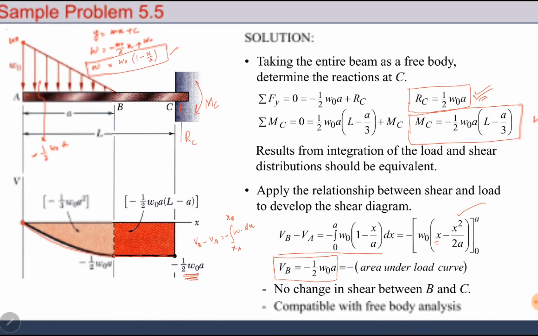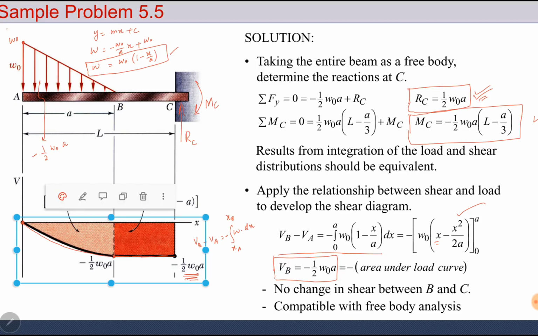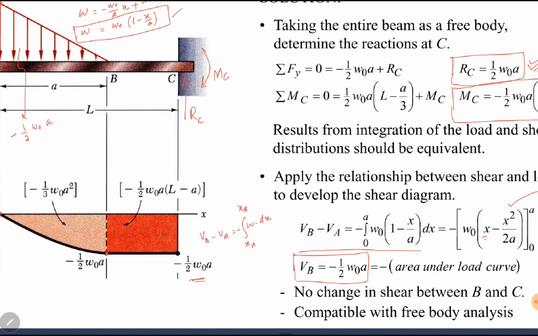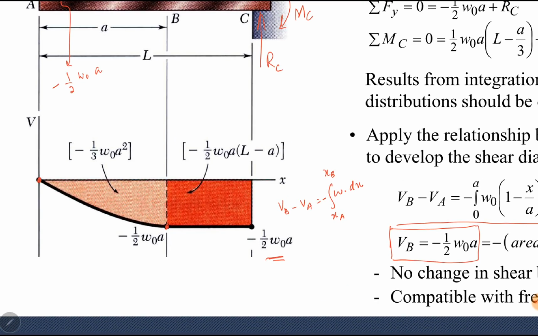Okay. Now to draw the bending moment diagram, we either need to know the area under the shear force curve or we have to integrate it. So the area under the shear force curve can be found here. This is a parabolic curve. Area under this curve will be 2 by 3 into base into height. Base is A and height is minus 1 over 2 W naught A. So it becomes minus 1 over 3 W naught A square.